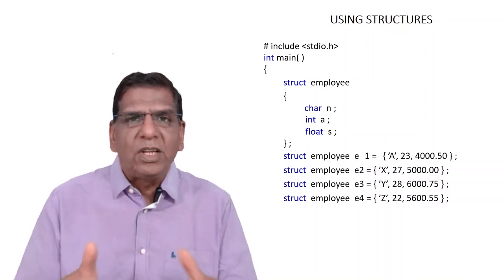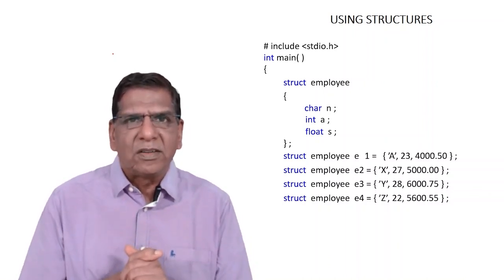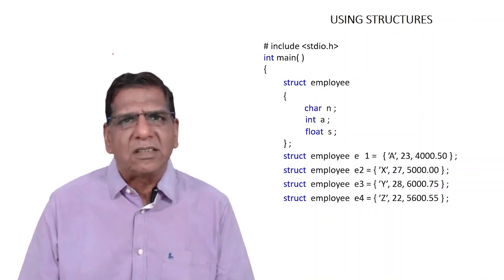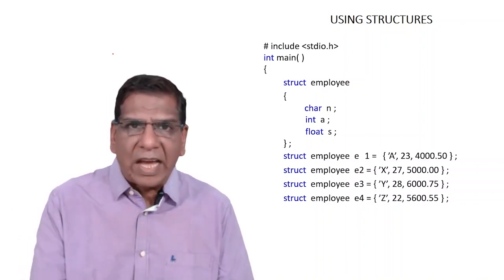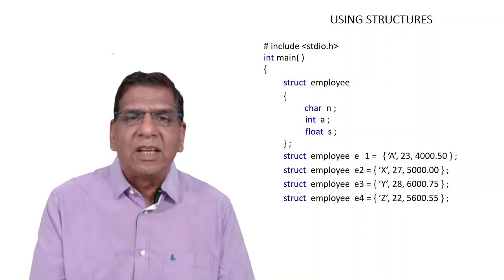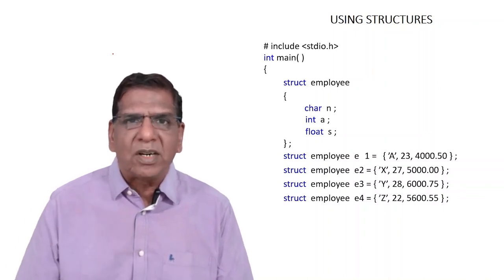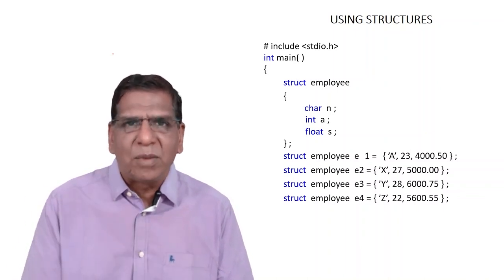So best way to deal with dissimilar data is what? Get it together inside a structure. Because the way array is a collection of similar elements, likewise structure happens to be what? A collection of dissimilar elements.